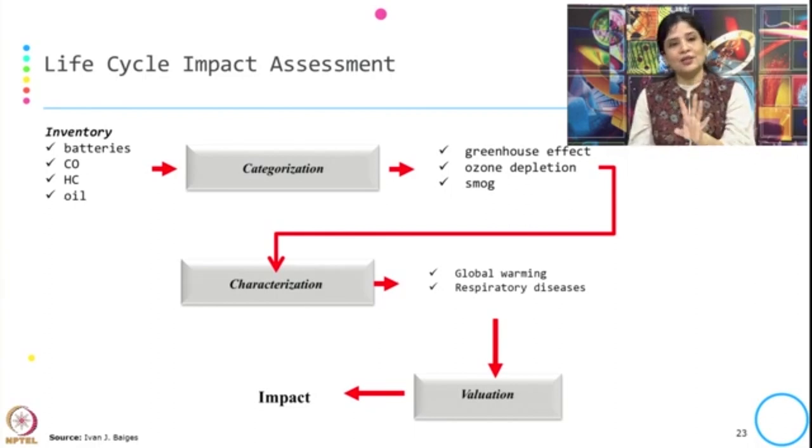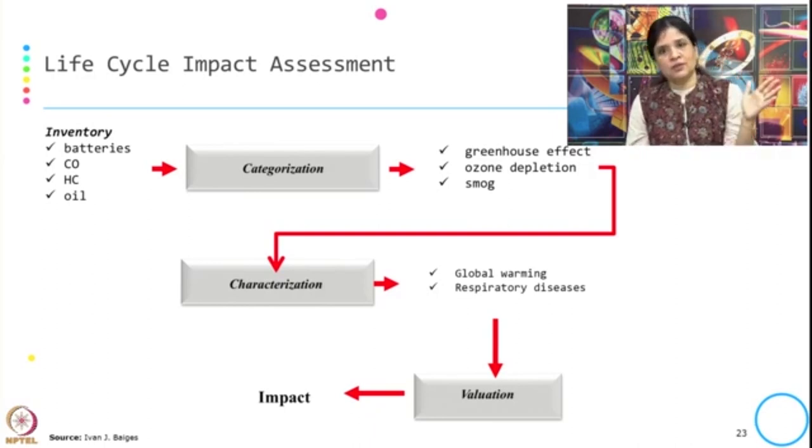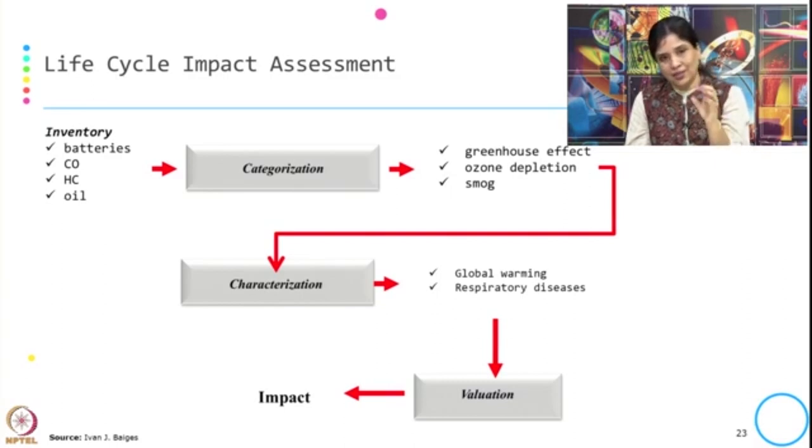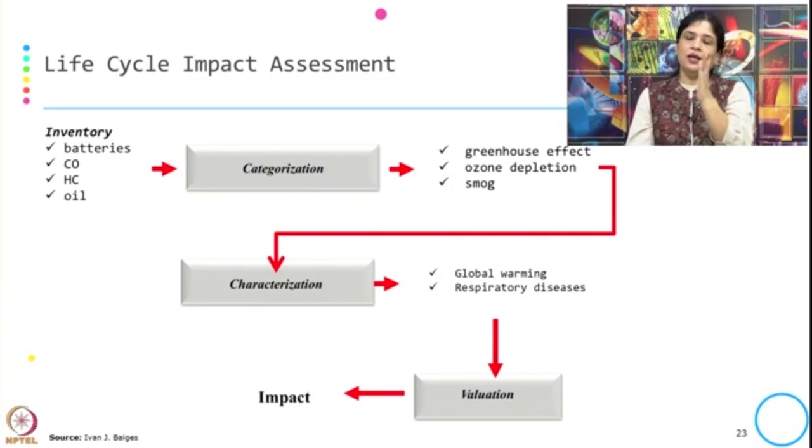So, if you look at this one slide, the entire thing is summarized. You do an inventory from the process, right? The inventory that you saw in the previous examples, when we are getting the energy from the different sources, these are the inputs that are being used for getting the final delivered energy. So, these are the inventory. When you categorize them, how do you categorize them? To find out what is the environmental impact of this inventory. What are the environmental impacts of this inventory? Greenhouse effect, ozone depletion, and smog.